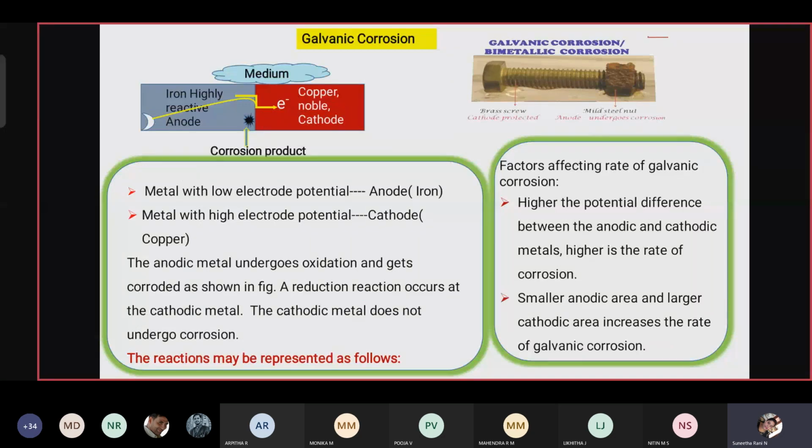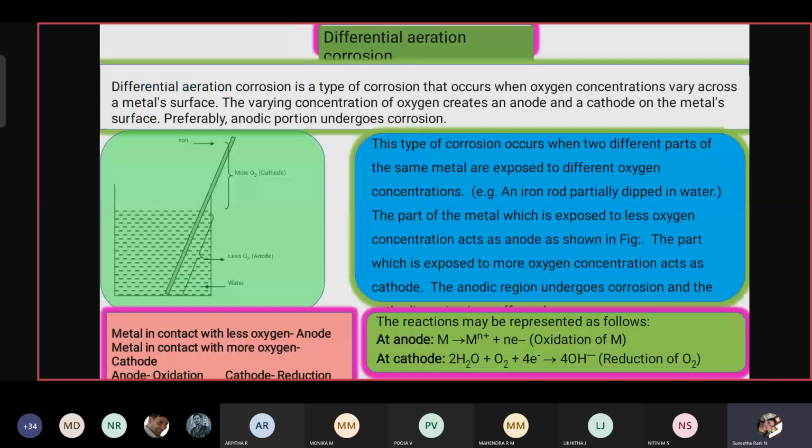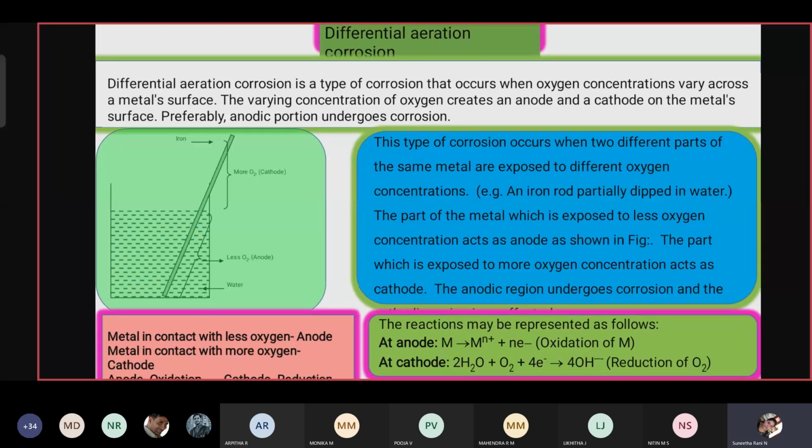Similarly, when you come across differential aeration corrosion, you can see a difference in the air gap. See here, this is the iron rod. This iron rod is half immersed in the beaker. The beaker contains a medium, and half of the rod is immersed in it, and the other half of the rod is exposed to the environment. Can you see?